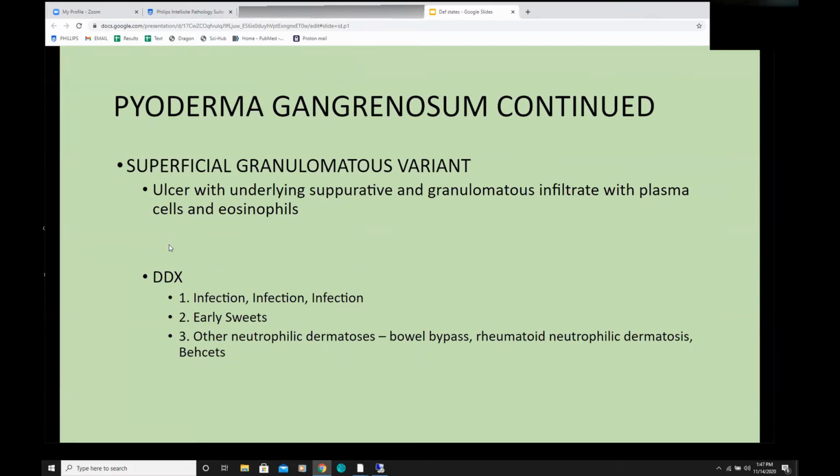The superficial granulomatous variant shows an ulcer with underlying suppurative and granulomatous infiltrate, plasma cells and eosinophils. And obviously, you have to exclude infection in all of these cases, differential diagnosis. Other things to consider are early Sweet syndrome or other neutrophilic dermatoses such as bowel bypass syndrome, rheumatoid neutrophilic dermatosis, and Behçet's disease.